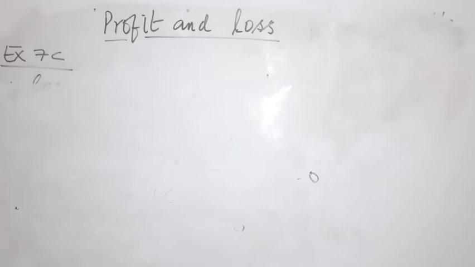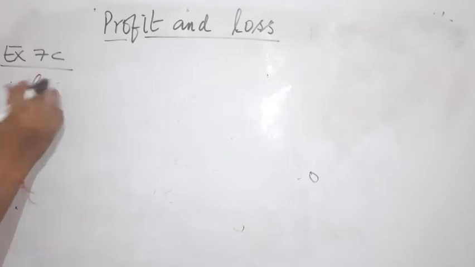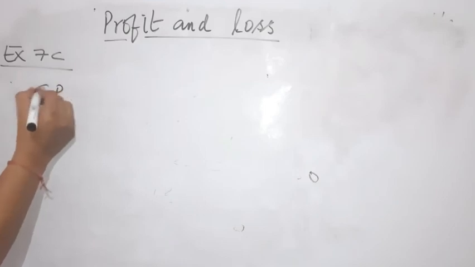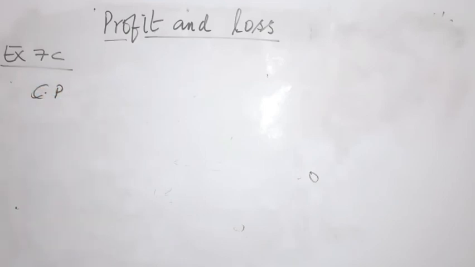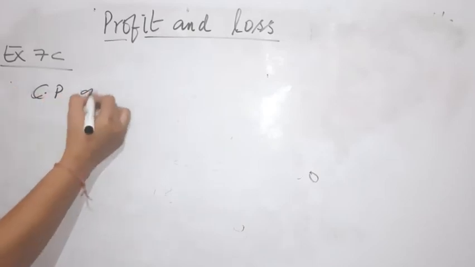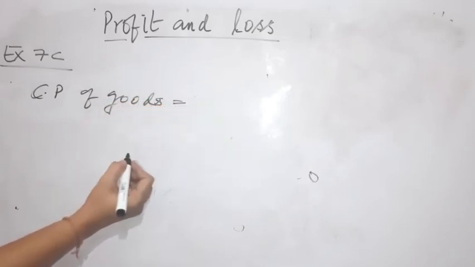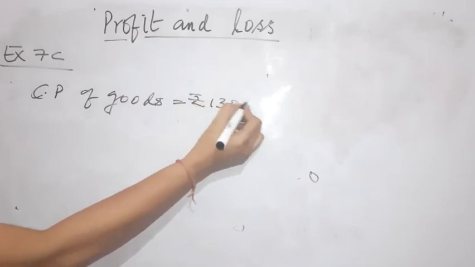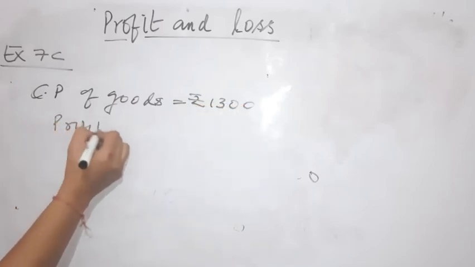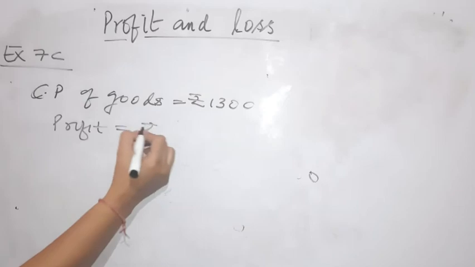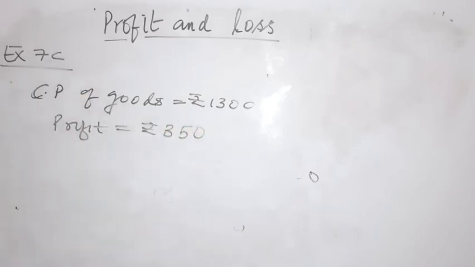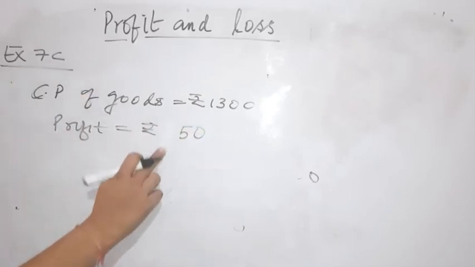Since there is a profit, how will you obtain the selling price? If you know the formula, then you can comment down in the comment section, students. Why do I ask you to write the formula again and again? So that you remember it and you do not commit any mistakes during exams. So cost price of goods is equals to, it is worth rupees 1300. Profit, what is the profit? Profit is rupees 350, not 350, it is 250.